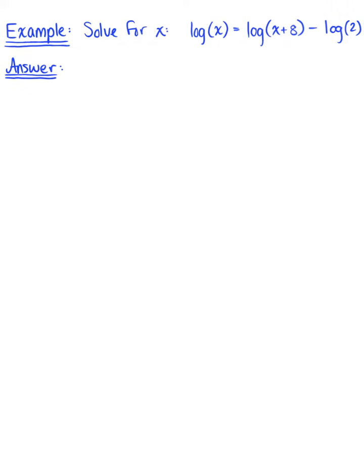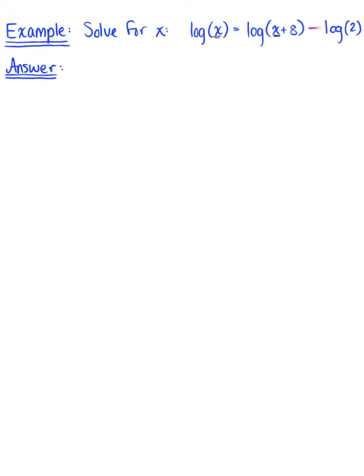Solve for x. And here we have the logarithm of x is equal to the logarithm of x plus 8 minus the logarithm of 2. Now looking at this given expression, we see that our x is trapped within the argument of the logarithms. So we want to get rid of these logs in order to solve for x, but we're prevented from applying the inverse property immediately because we have the difference of two logarithms on the right-hand side.